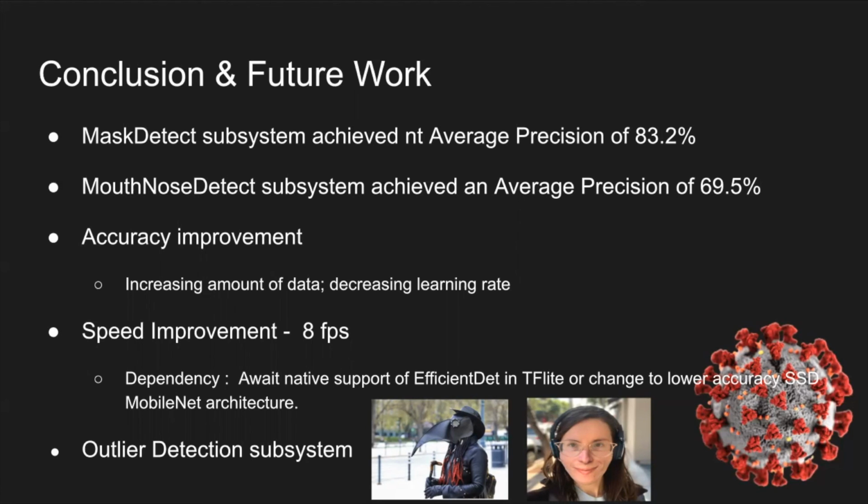Another interesting avenue would be having a third subsystem specifically to detect outlier masks, such as photorealistic or any unusual ones, as shown in these images.